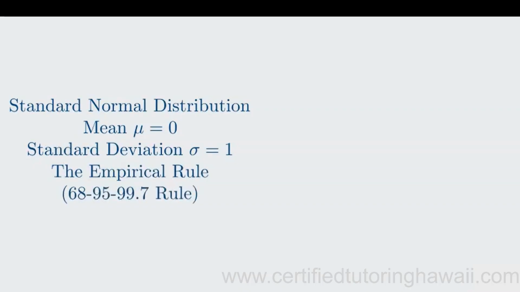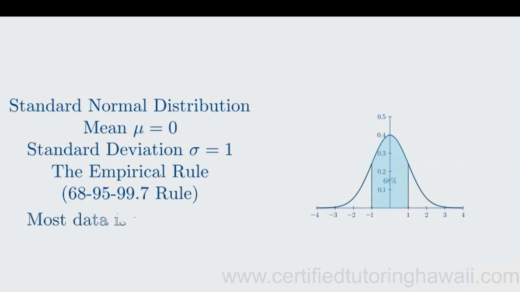For any normal distribution, we use the empirical rule to quickly estimate probabilities. It's also known as the 68-95-99.7 rule. Approximately 68% of all observations fall within one standard deviation of the mean. This means if you know the mean and standard deviation of a dataset that is approximately normal, most of your data is right here in the middle.